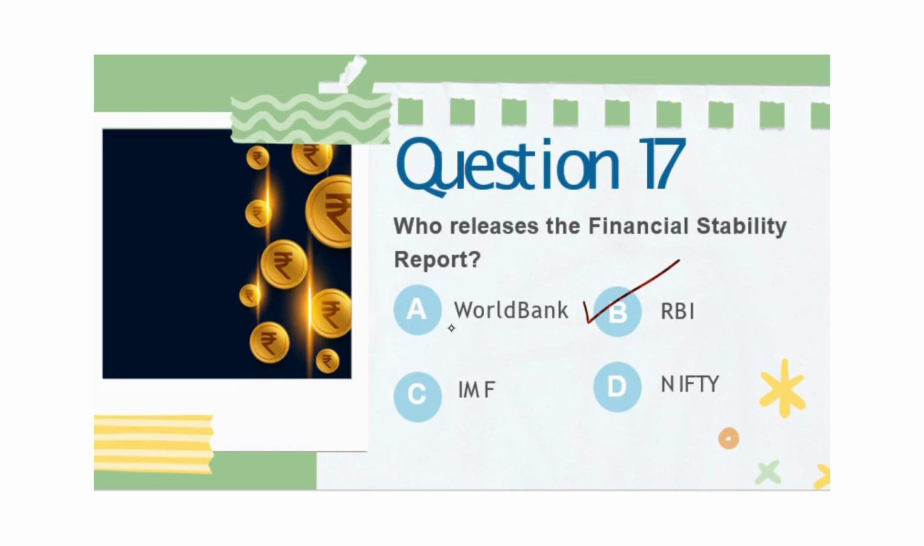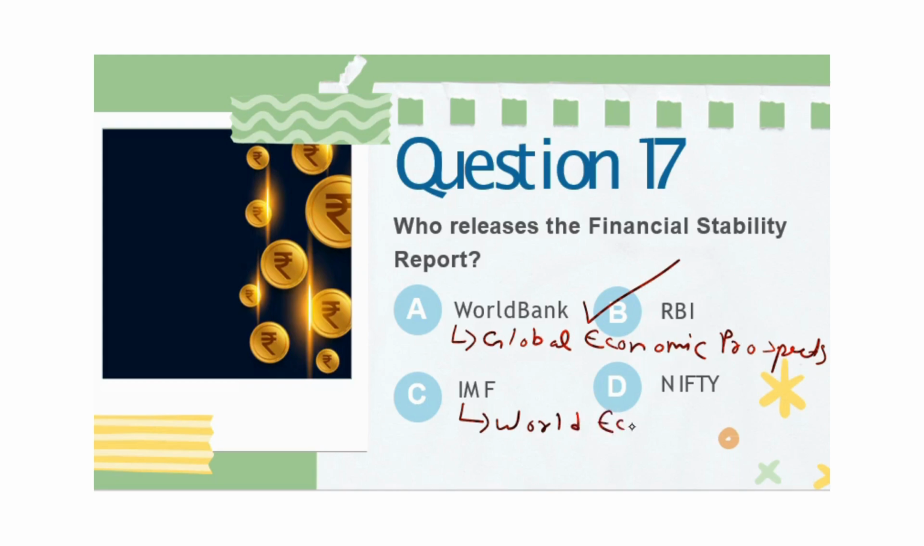Okay, the report produced by World Bank is Global Economic Prospects. So there might be a question, who releases Global Economic Prospects? And the answer will be World Bank. So IMF's important report is World Economic Outlook. So World Economic Outlook is released by IMF. Okay. And Nifty's report is Nifty 50. It is a stock market index report.